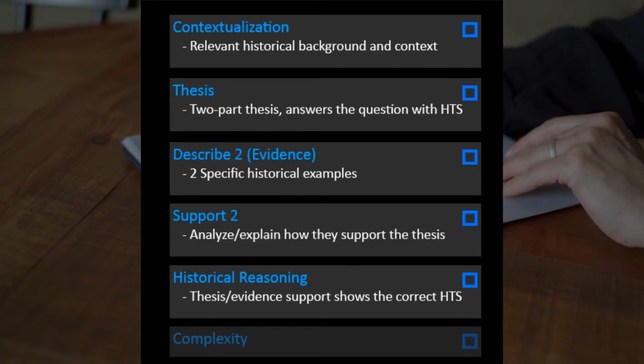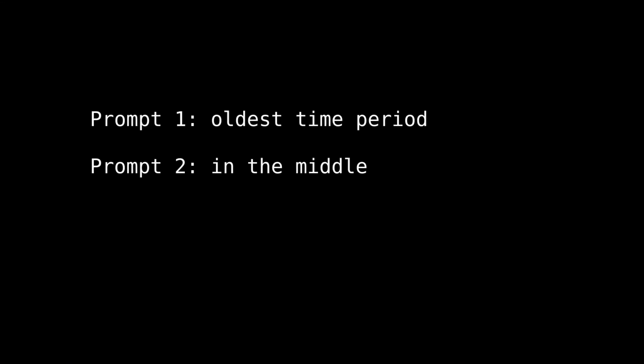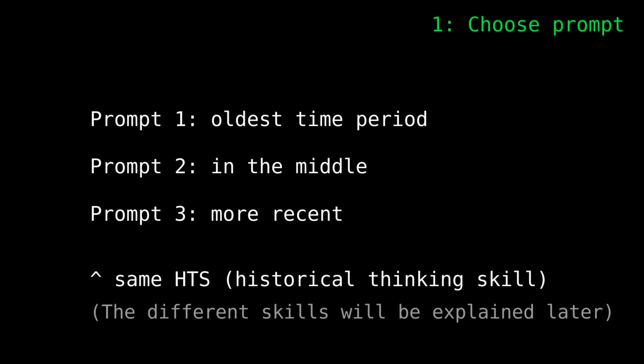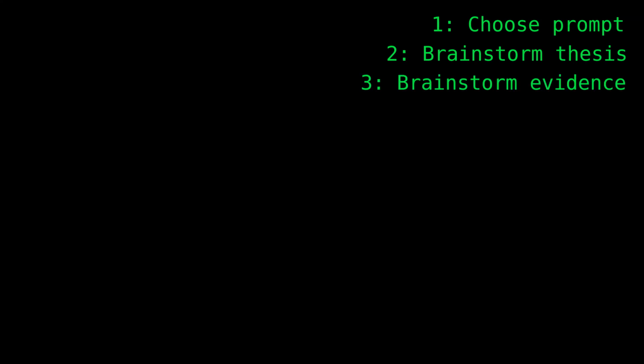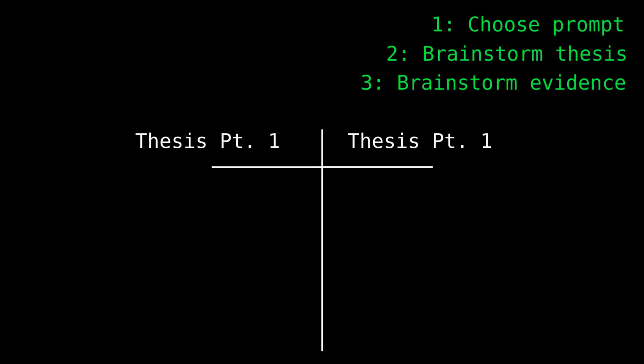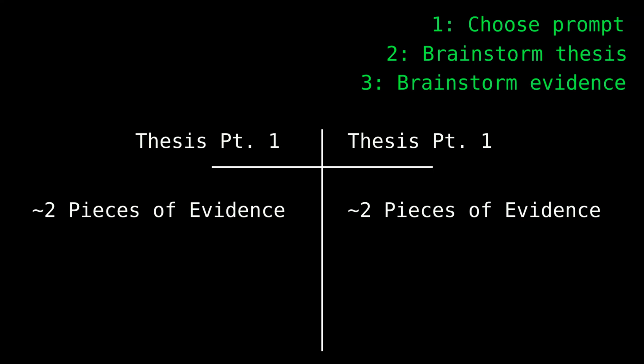So here's the general process. You're given 3 prompts from different time periods, but all with the same HTS. Choose the prompt you're most confident in, ideally the simplest one. Next, you'll want to brainstorm your thesis, how to respond to the prompt. The thesis should have 2 parts, one for each body paragraph, and should demonstrate the historical thinking skill. You must now brainstorm evidence, which you will put into a T-chart to support each part of your thesis. Ideally, you will have around 2 pieces of evidence per part.